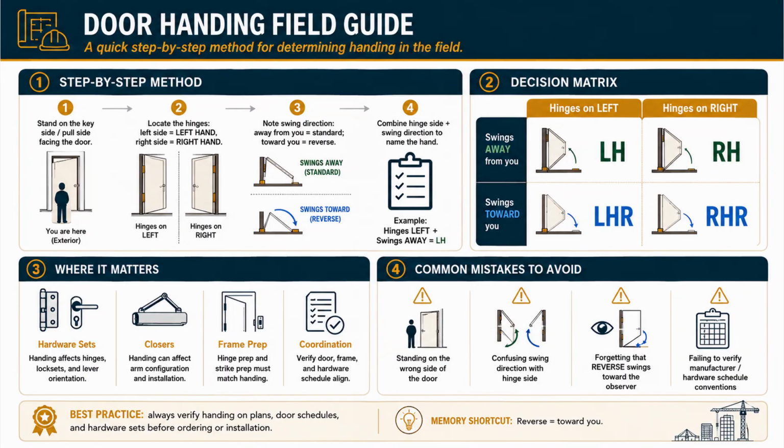Panel 4. The common mistakes to avoid. Standing on the wrong side of the door, confusing swing direction with hinge side, forgetting that reverse means it swings toward the observer, and failing to verify the manufacturer or hardware schedule conventions. The best practice: always verify handing on the plans, door schedules, and hardware sets before ordering or installation. And the memory shortcut one more time: reverse equals toward you.